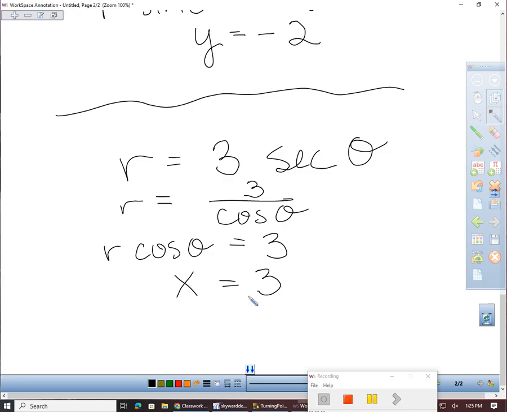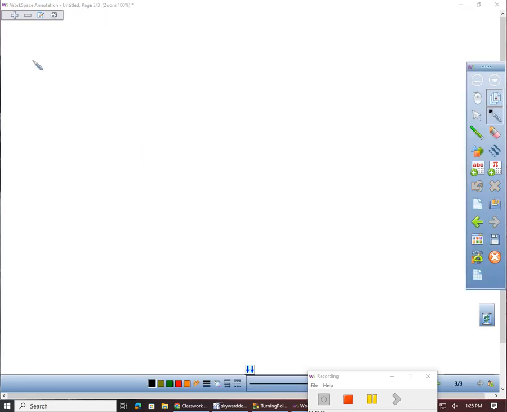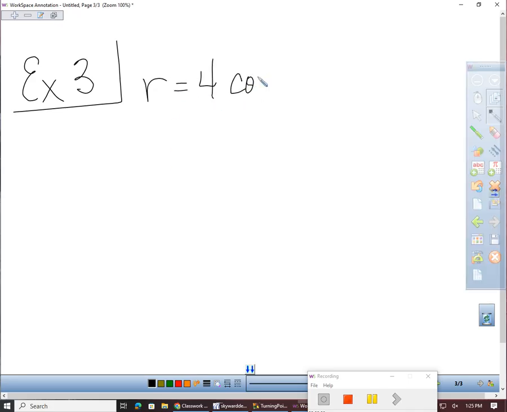Would you guys like one more where we complete the square? Okay, so let's do one more. Example number 3. Let's say I have, we'll do a tougher one. r equals 4 cosine theta minus 4 sine theta.